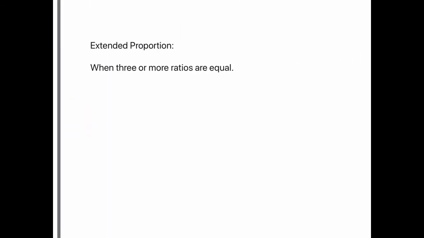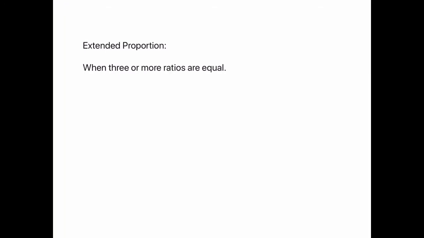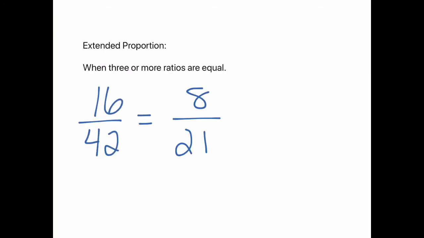You might see something called an extended proportion, which is when 3 or more ratios are all equal to each other. So this is from our proportion page, and if we wanted to extend this proportion, we could multiply each of the numerators and denominators by any number, let's say 3 in this case, and we would make this 24 over 63. And now we have an extended proportion because we have 3 ratios that are equal to each other.